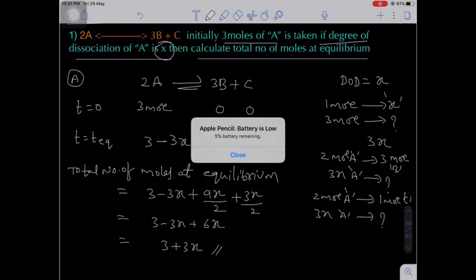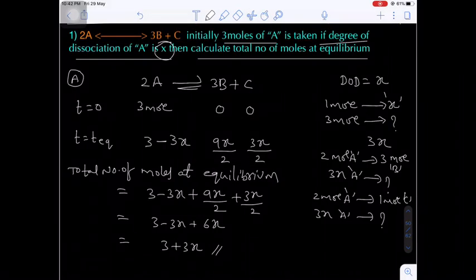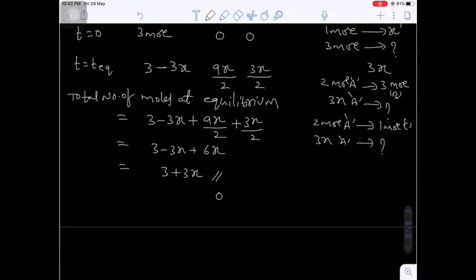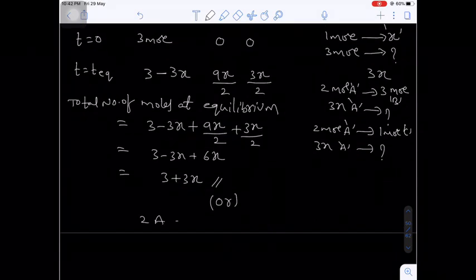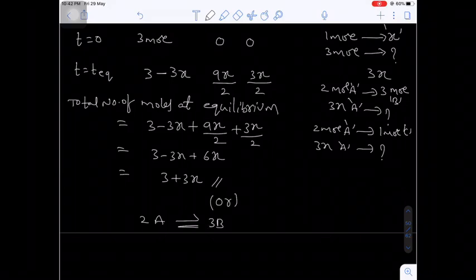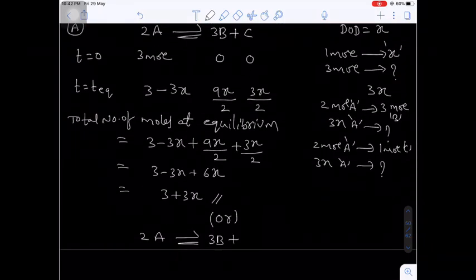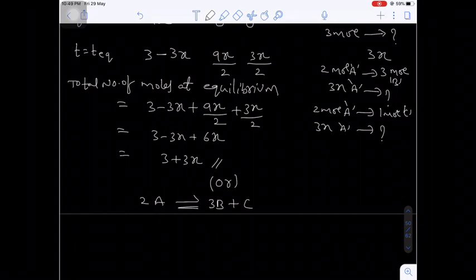Now what I am doing here is calculating the same problem by a different method. Once again I am writing the equation: 2A gives 3B plus C. Initially, how many moles of reactant are given to you? 3 moles.